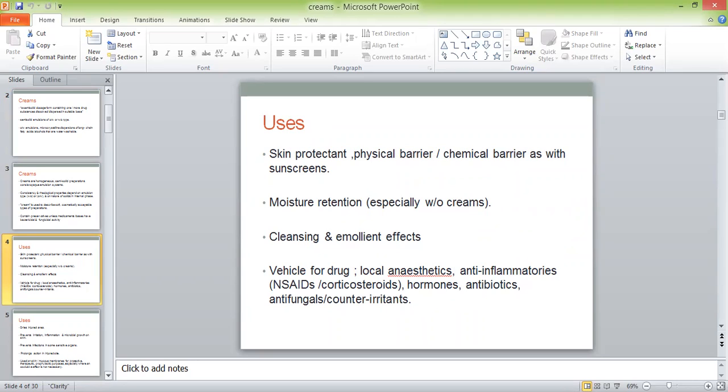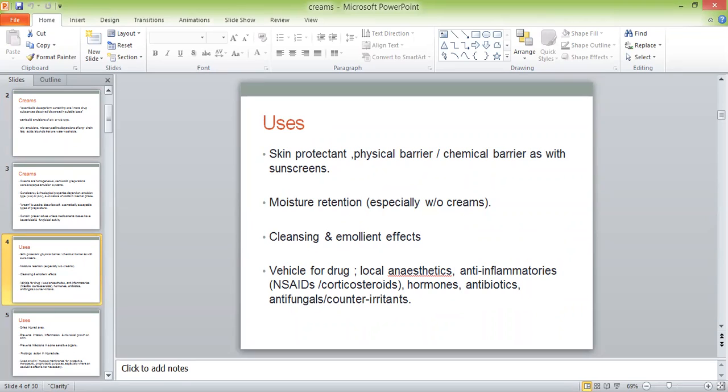Now, the vehicles for the drugs. For example, these creams could act as a vehicle for different drugs. For example, different drugs could be incorporated into the creams for their particular effect. For example, as a local anesthetic, which means there are certain creams which will produce local anesthesia. They will numb the surface or the affected area on which they are applied, and there are certain creams which are used for their anti-inflammatory effects, which means they will be used against the inflammation.